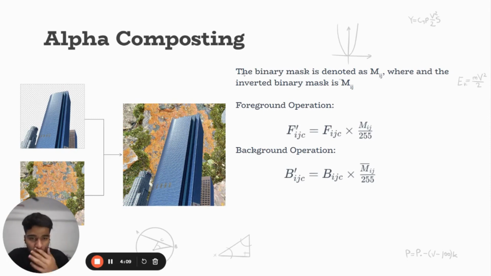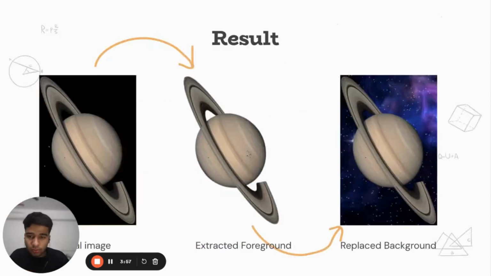In alpha compositing, the binary mask is denoted as M(i,j) and the inverted binary mask is denoted as M'(i,j). These are the foreground operations, and these are the background operations. Here we can see the original image, we have extracted the foreground image, and after that we have replaced it with the new background image.